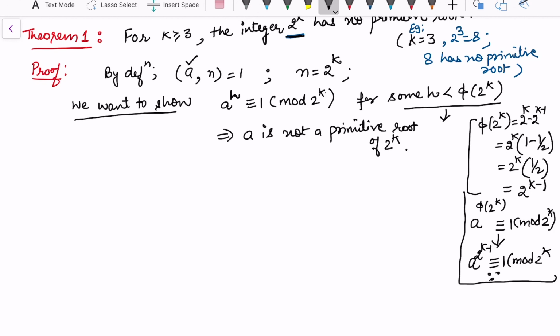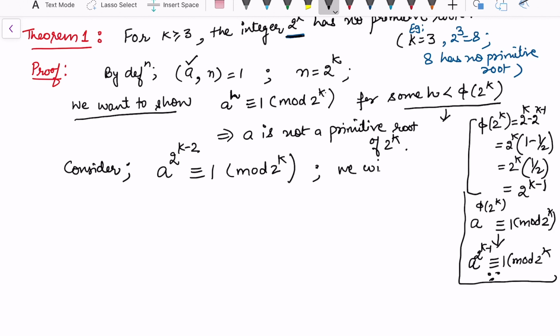But now consider a to the power 2^(k-2). I am just considering one less power. We will show that this holds. When we show that it holds, that ensures that the power we have considered is less than what is desired. So the order is 2 to the power k minus 2 and not 2 to the power k minus 1. And if it holds, this means a is not a primitive root of 2 to the power k. We are talking about any arbitrary a whose GCD with n is equal to 1.